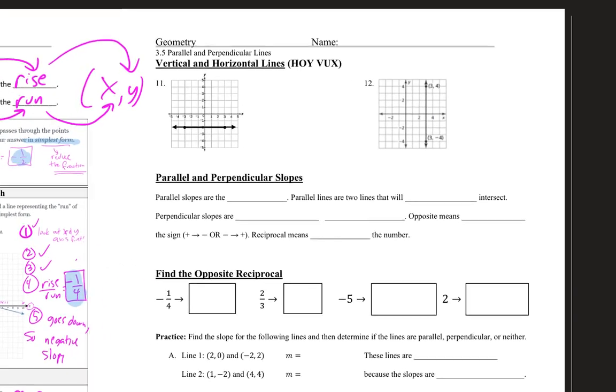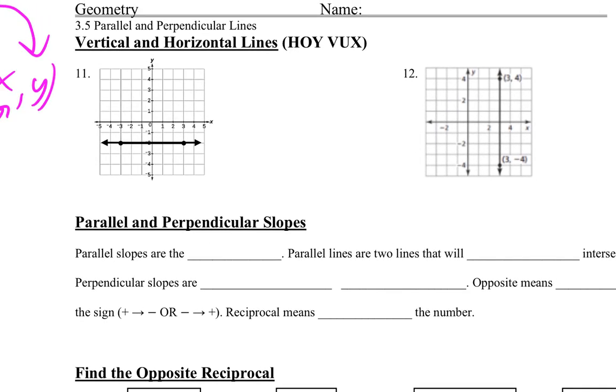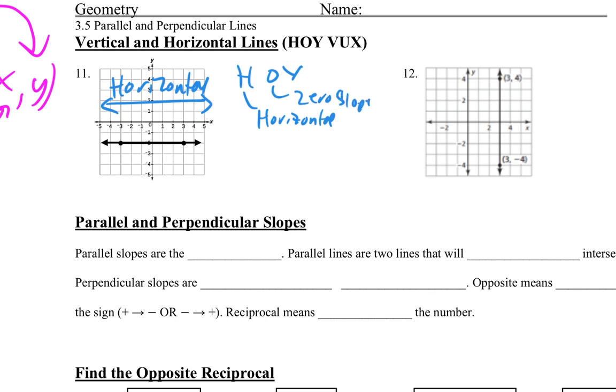Okay, so now let's talk about vertical lines and horizontal lines. So if we see something like this, this is what we call a horizontal line. Horizontal. Okay, and we can remember horizontal because we can remember HOY. What that means is horizontal lines always have 0 slope, and they always start with y equals some number for the equation. Okay, the equation is always going to be y equals.